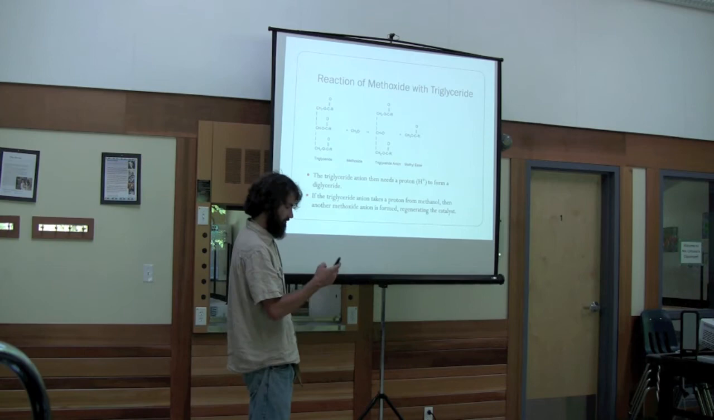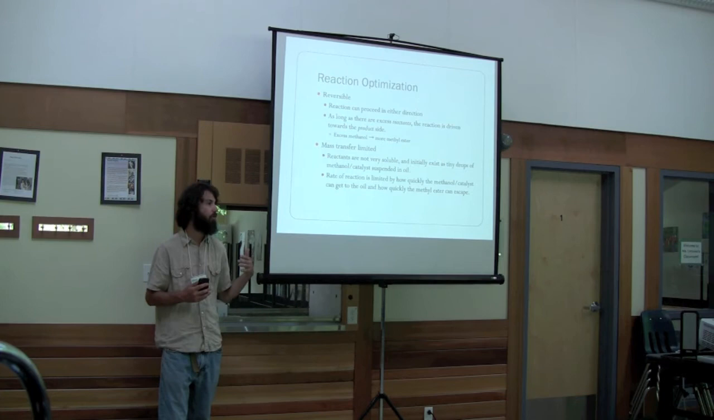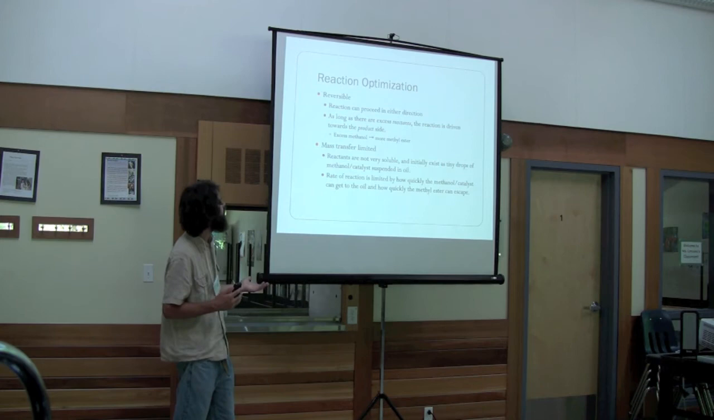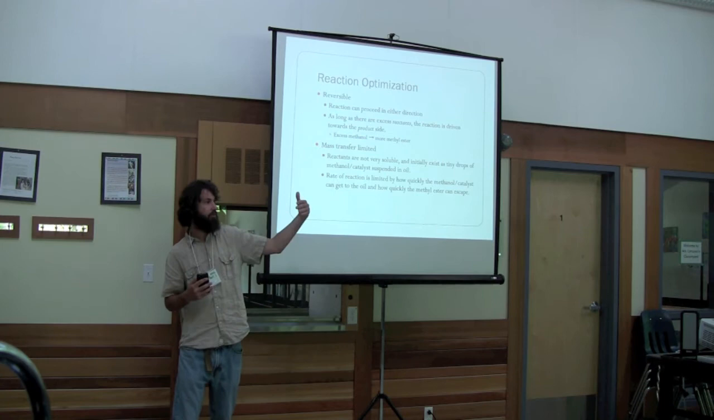Okay, so now if we want to optimize this reaction, it can proceed in either direction. There's not an obvious benefit as to why it would make methyl ester versus triglycerides. So one thing we do is add a lot of excess methanol. Anytime you have more reactants, the left-hand side of the reaction, because of equilibrium, it's going to tend to drive the reaction towards more methyl ester. So that's one way we do it.